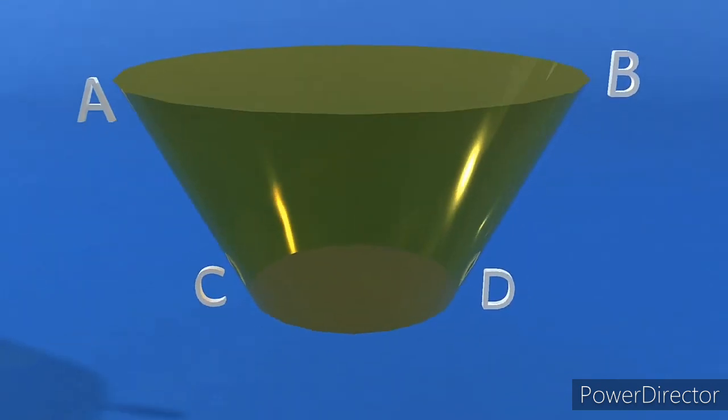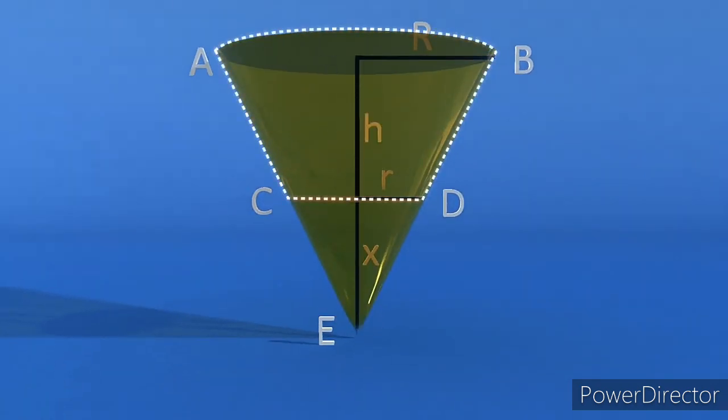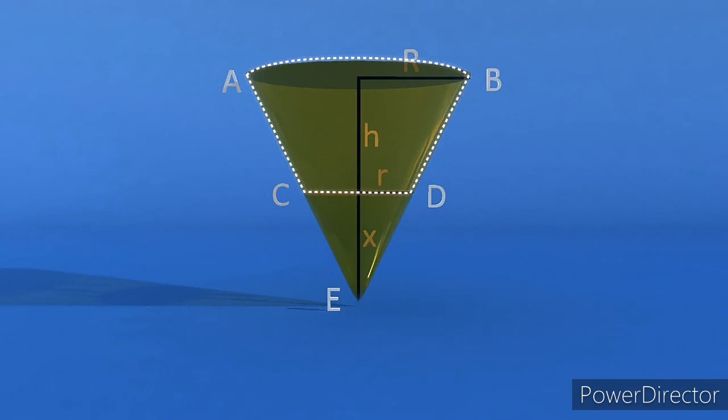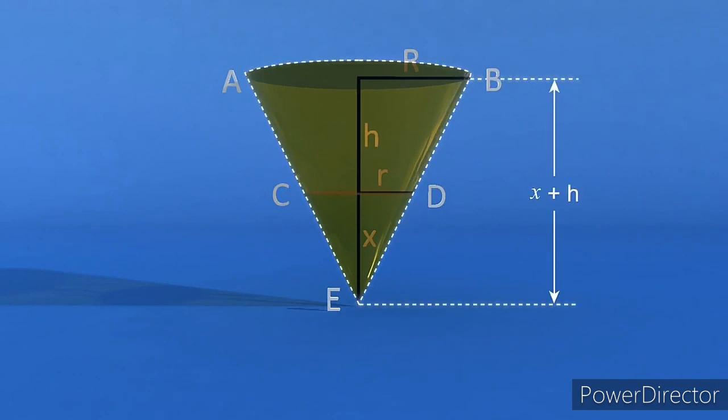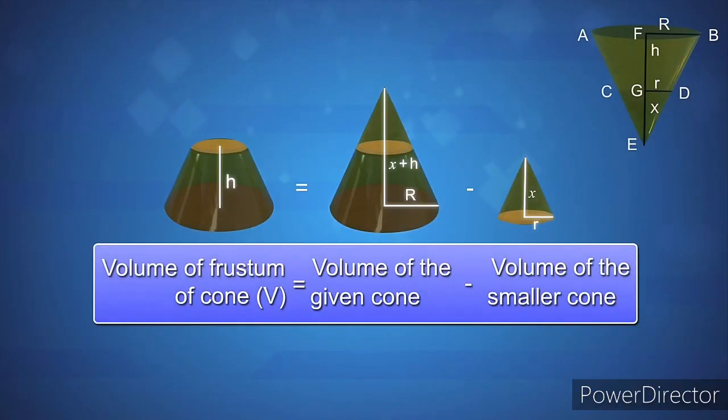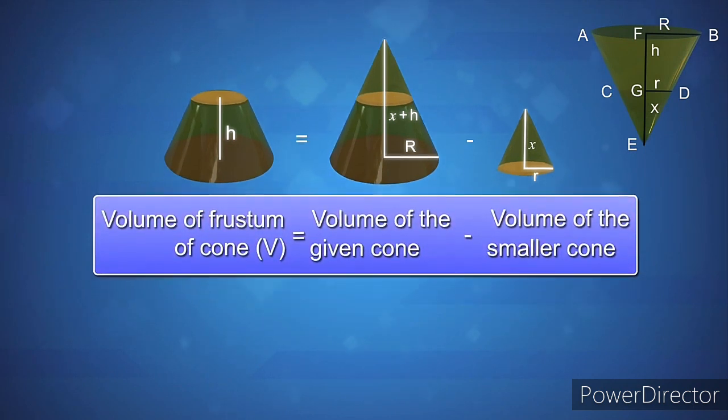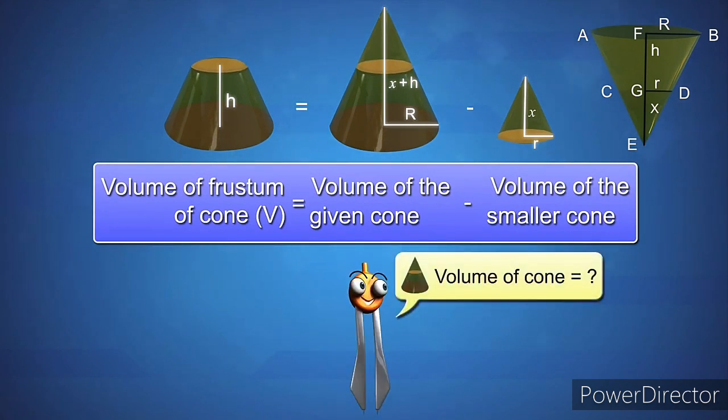ACDB is the frustum. Let its height be h and the height of the cone AEB be x plus h. As we know, the volume of frustum of cone is the difference between the volumes of two right circular cones. Can you recall the formula for volume of cone? You are right. It is 1 by 3 pi r square h cubic units.